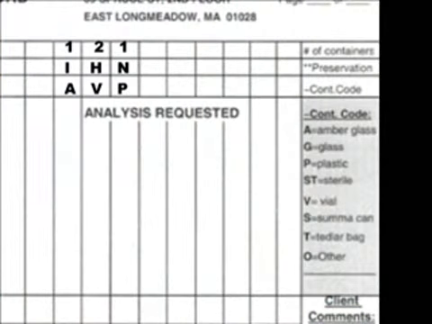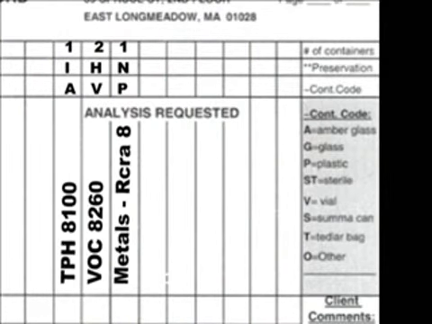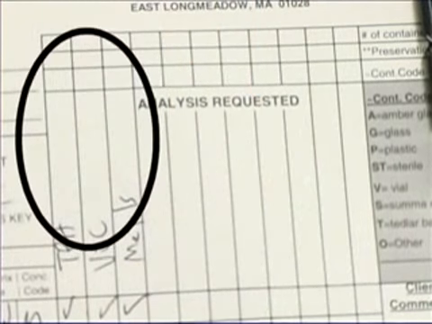This section is for analysis requested. The number of containers, preservation codes, and container codes are helpful to the laboratory. The analyses requested needs to be filled out completely. Please list not only the required test, but also the methods the lab should use to run those tests. The errors most commonly found in this area are method errors. For an example, the TPH test has several methods, such as 8015, 8100, and 1664. Please notate the appropriate method for your sample to ensure proper testing.